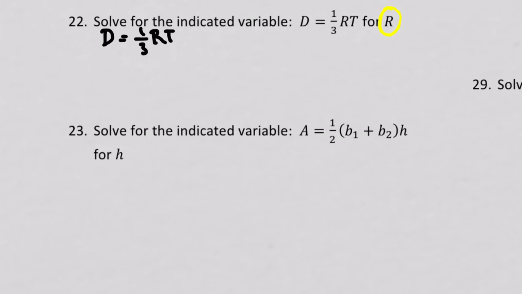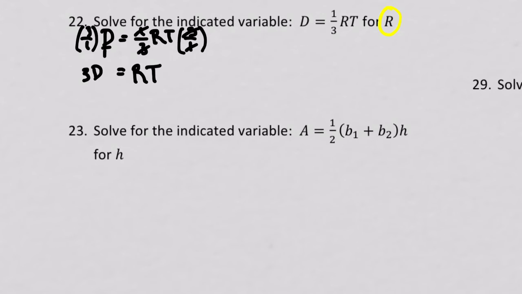I want to isolate the R, so I need to get rid of the T and also need to get rid of the 1 over 3. First thing I'm going to get rid of is the 1 over 3 by multiplying by the reciprocal on both sides, 3 over 1. Why? Because 3 cancels 3, 1 cancels 1, so the fraction is gone, and I'm only left with RT. On the left side is D over 1, right? You can put a 1 under that, times 3 over 1. So it's 3D over 1, but I really don't need to write the denominator 1.